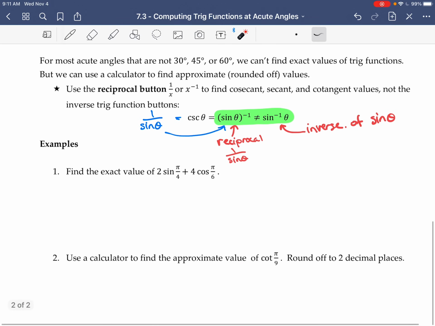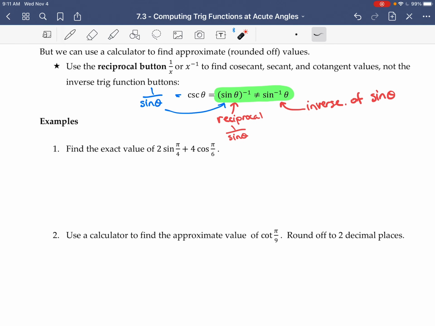Now I'm going to leave these 2 examples for you to do. So try and figure them out. There will be a short video completing them with you if you get stuck.